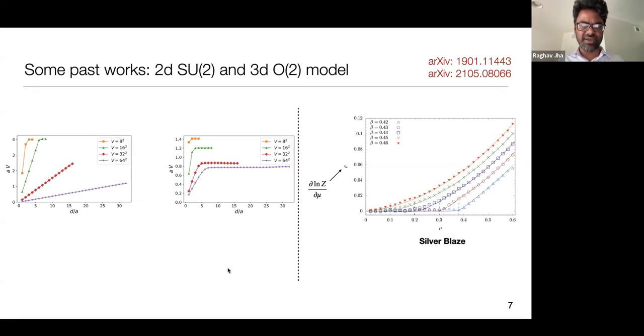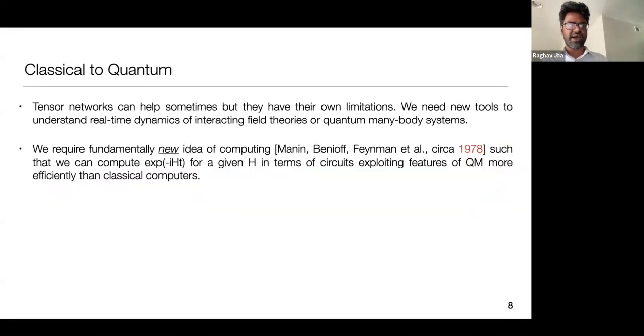For example, we computed the potential from the Polyakov loop correlators. We also looked at some phenomena at finite chemical density, or sorry, chemical potential mu. You can read these papers about all this work, but these are not what I'm going to talk about today. Today I'll mostly focus on going from the classical to quantum.